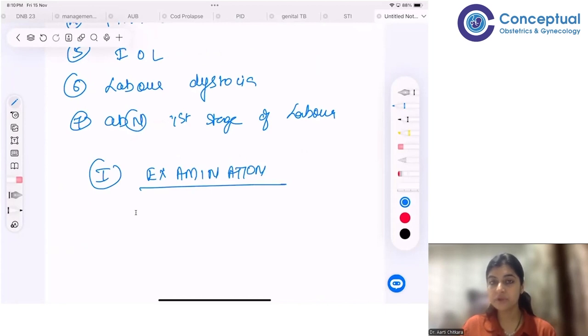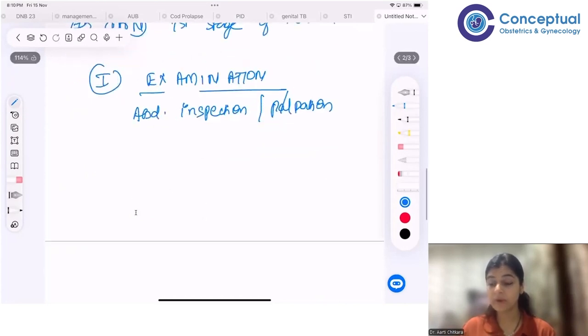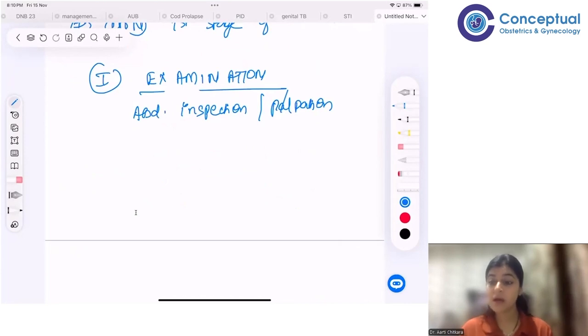In examination, you do an abdominal palpation, and obviously inspection, inspection comes here first. Abdominal inspection and palpation. In palpation comes the Leopold maneuver. What are the outcomes? What are the things you are going to derive from a per abdomen examination of a patient presenting to you in labor?